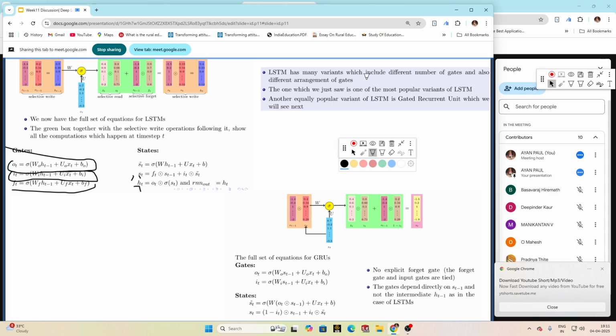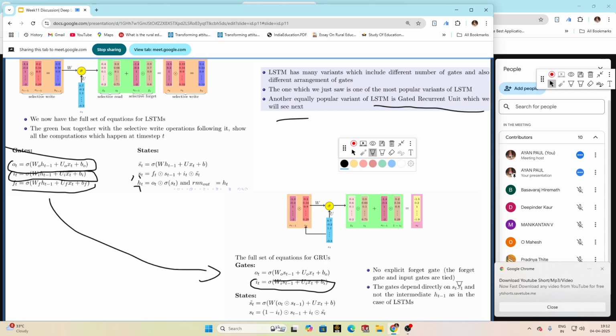LSTM has many variants, which include different numbers of gates and also different arrangements of gates. So you have seen one variant of LSTM. There is another variant of LSTM, popularly known as the gated recurrent unit. In the gated recurrent unit, we have fewer gates. Earlier we had 3 gates, here we have only 2 gates, that is, only output and input gate. There is no explicit forget gate. The forget gate and input gate are tied, so we are just tying the input gate and forget gate to make the input gate of this GRU.